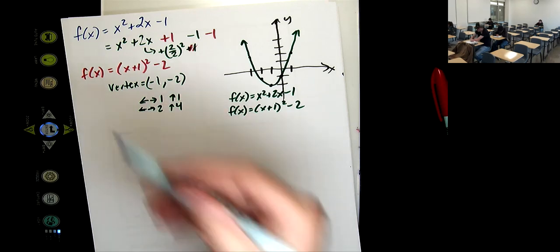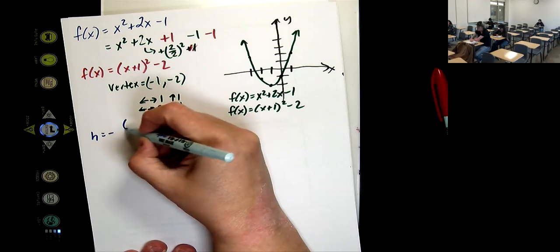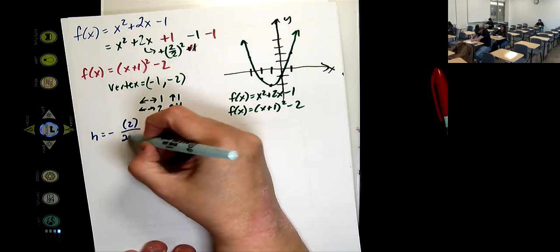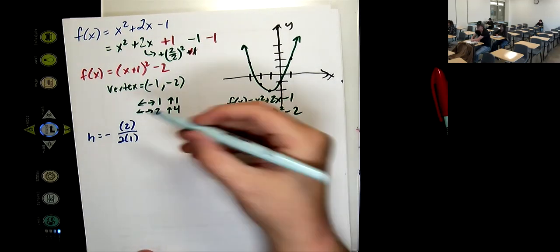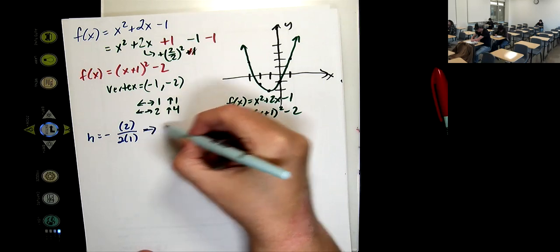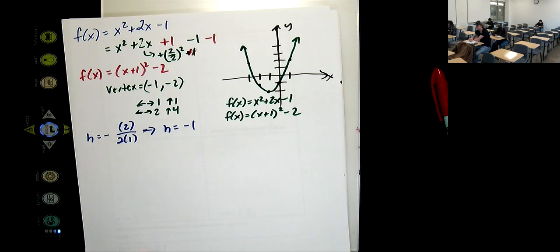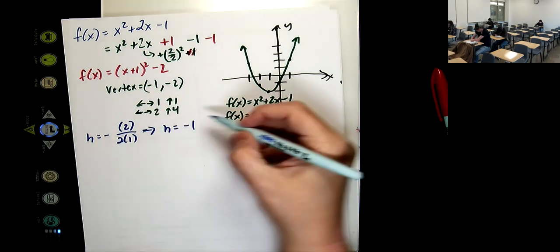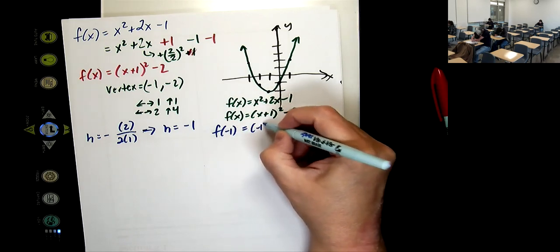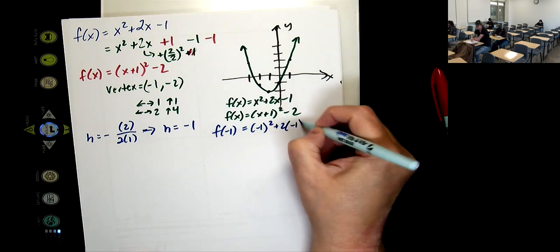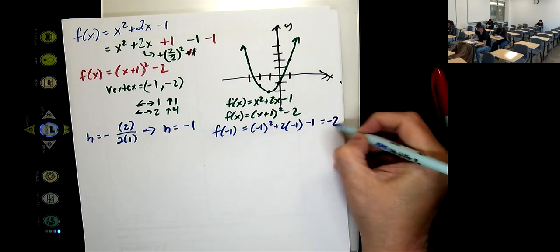If we try the negative b over 2a, b is positive 2, a is 1. So I get h equals -1. And if I plug it in, f of -1, -1 squared plus 2 times -1 minus 1. We clean it up, we see that we get -2.